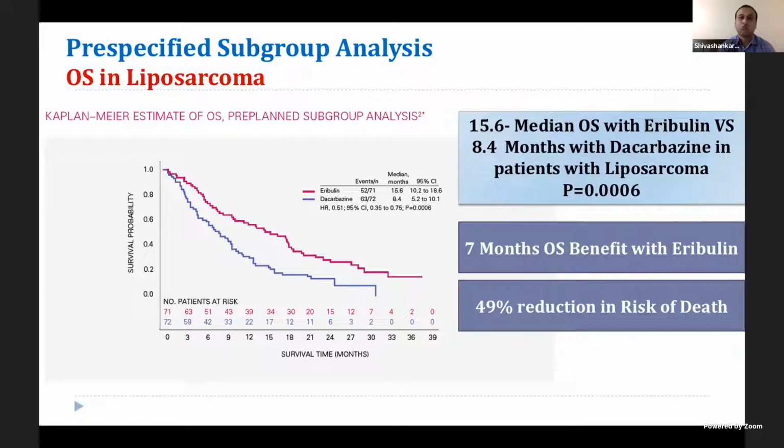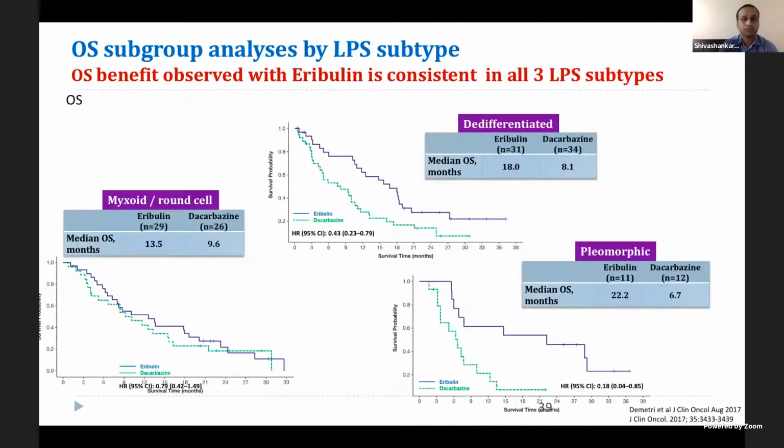The response rates are to the tune of 20%. In that highly resistant subcategory of tumor, the median OS was improved from 8.4 months to 15.6 months with the benefit of 7 months OS benefit with the use of eribulin. I think it is the first time which has shown such a benefit in the liposarcoma subgroup of patients.